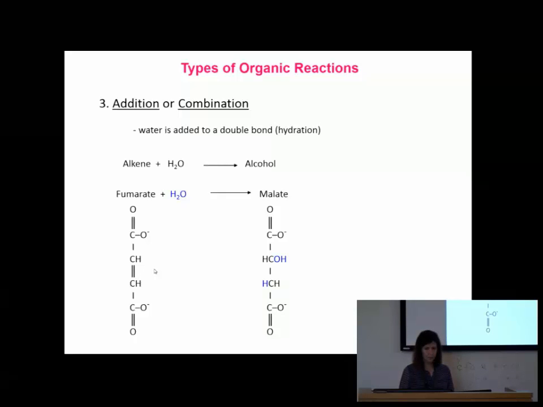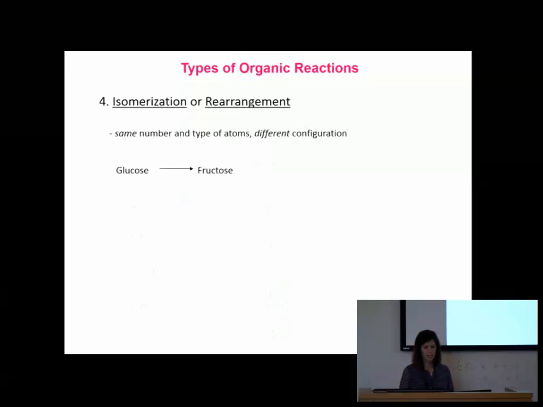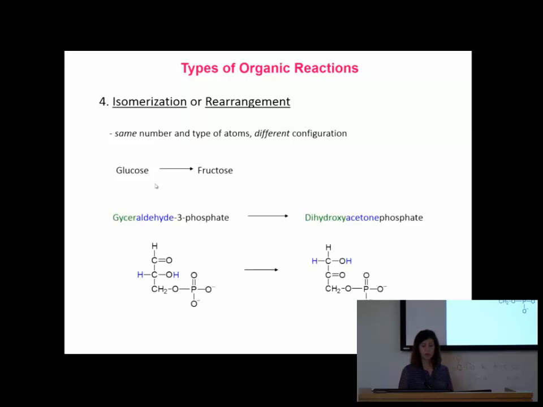Okay. Isomerization is not so hard to know. It's just what you're doing is you have the same atoms, you're just connecting them differently. So glucose and fructose have the same numbers of carbons, oxygens, and hydrogens. They're just connected differently. Glyceraldehyde-3-phosphate and dihydroxyacetone phosphate have the same number of carbons, hydrogens, oxygens, and one phosphorus, but you have the carbonyl as an aldehyde here. Here you see it as a ketone.